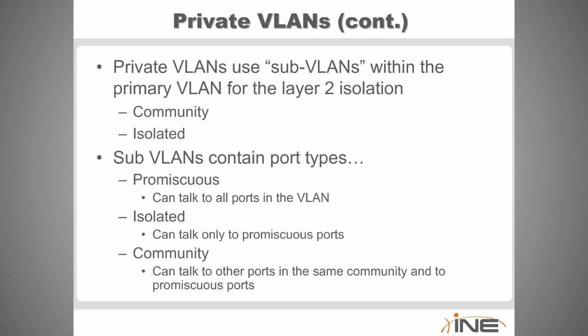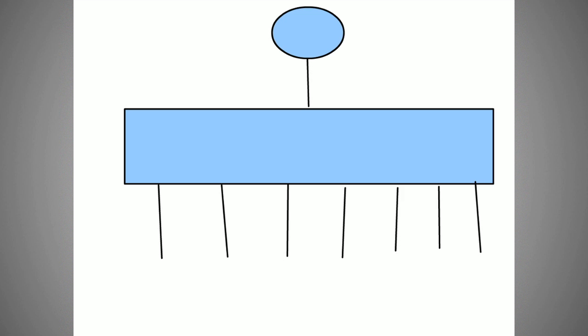Okay, so let me draw out a diagram here. It'll be a little bit easier to visualize this. So let's say that we have a switch here, that on the top we have it connected to the router. That's going to be our default gateway. And then we have a bunch of different clients that are attached to the switch. So we have A, B, C, D, E, F, and G. And then we have router 1's port.